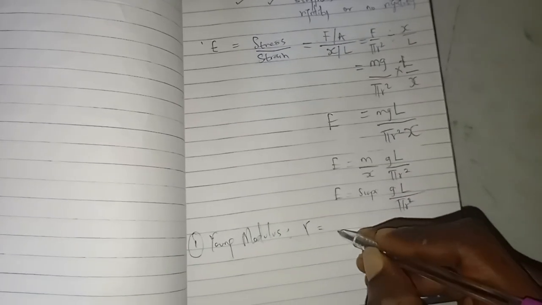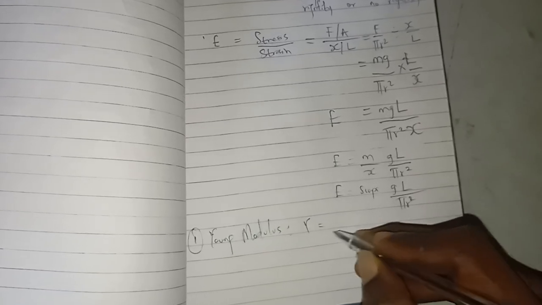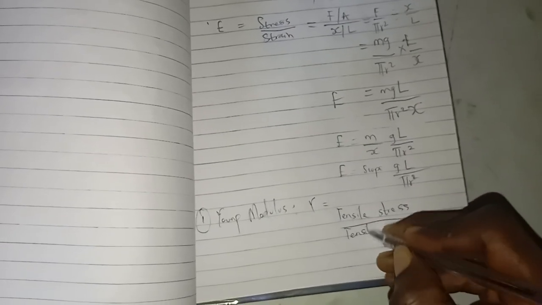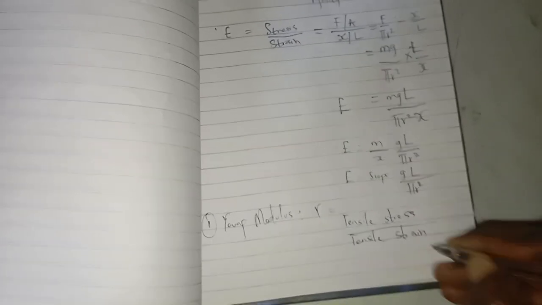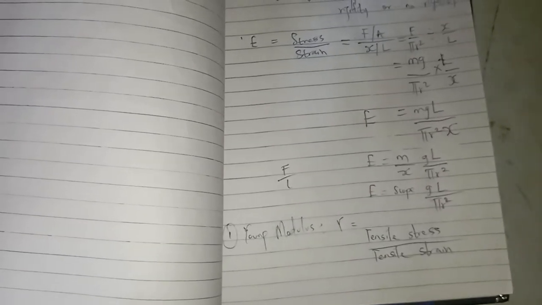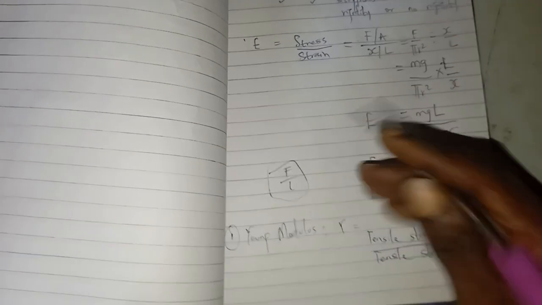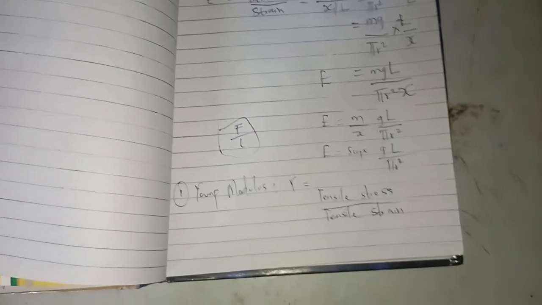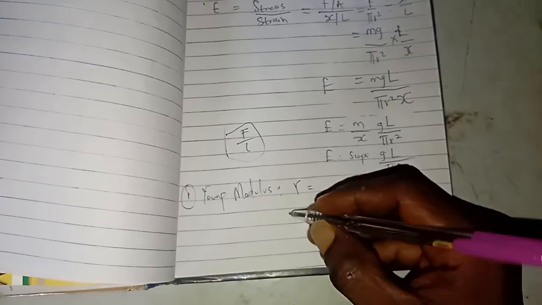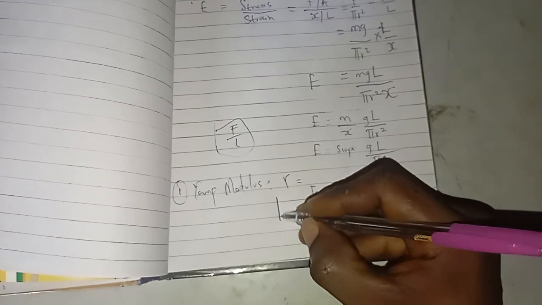This Young modulus, we represent it with Y. It is equal to tensile stress over tensile strain. Remember when I told you that force over length is the same thing as surface tension. So if I know that, anytime you see Young modulus, it's simply talking about tensile tension. It's simply talking about you extending something by pulling it.